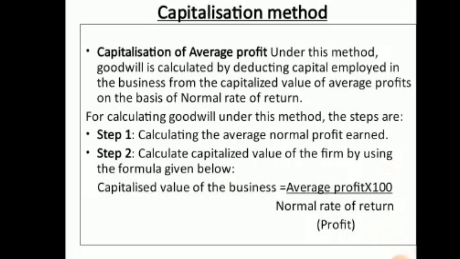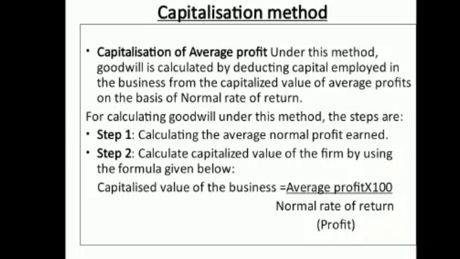Now we are going to see the capitalization method. Under the capitalization method, we have two methods: capitalization of average profit method and capitalization of super profit method. First, the capitalization of average profit method. Under this method, the goodwill is calculated from the capital employed of the business and the normal rate of return. First, we calculate the capitalization value of the firm.